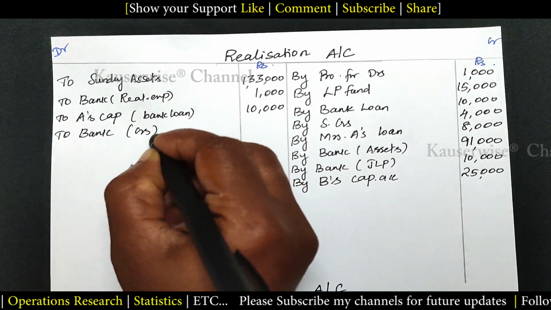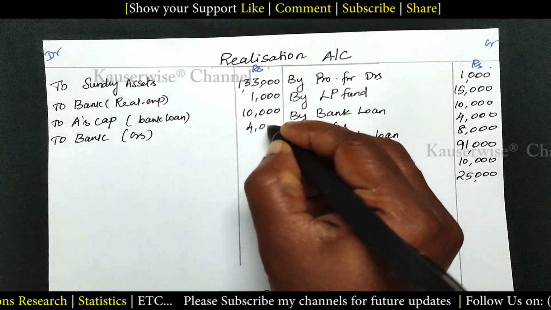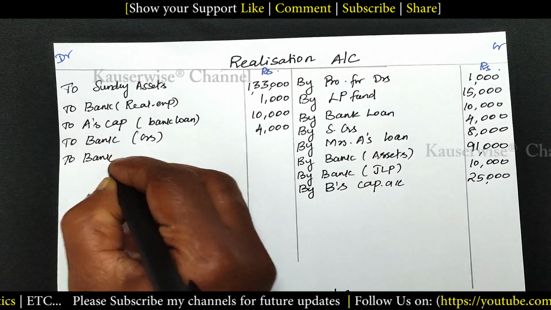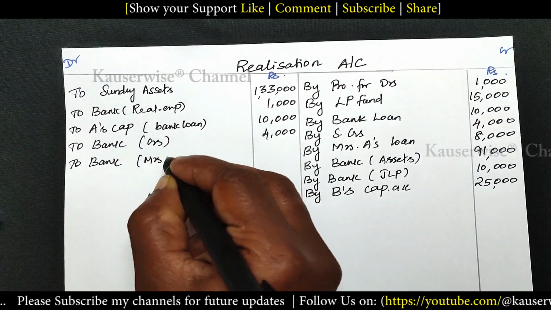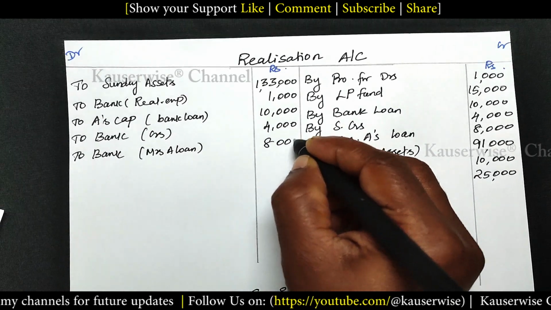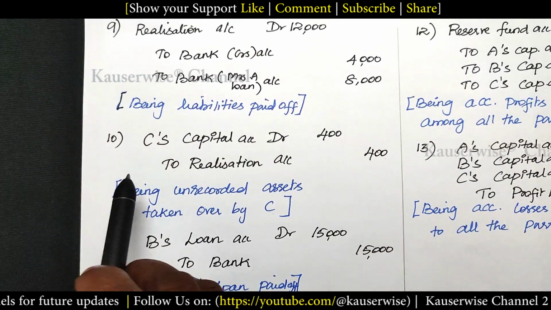This is for creditors. How much? 4,000. Another bank, this is for Mrs. A's loan. How much? 8,000. See the next entry.